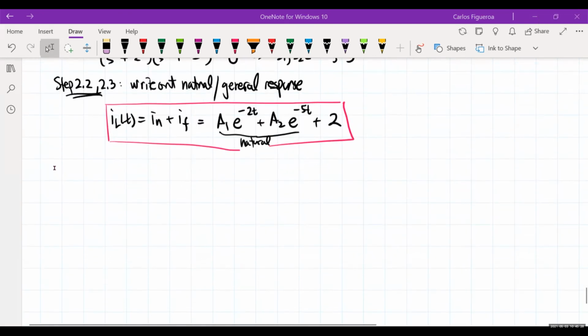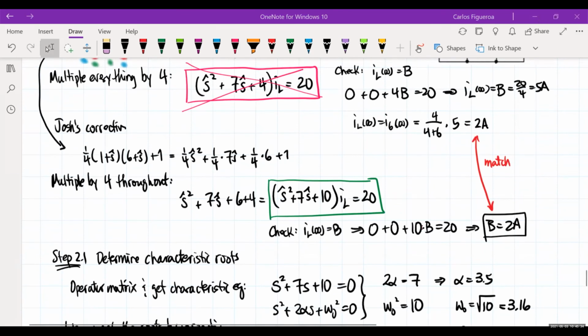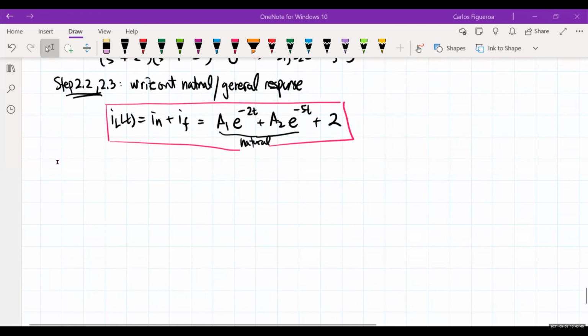Oh, wait, Carlos, is B 2 or 20? Is it 20? I think it was 2. Wait, do we plug in at infinity then? Yeah, it has to be at infinity, because that's the forced response. You're forcing the components to go there. Oh, okay. Got it. Thank you.